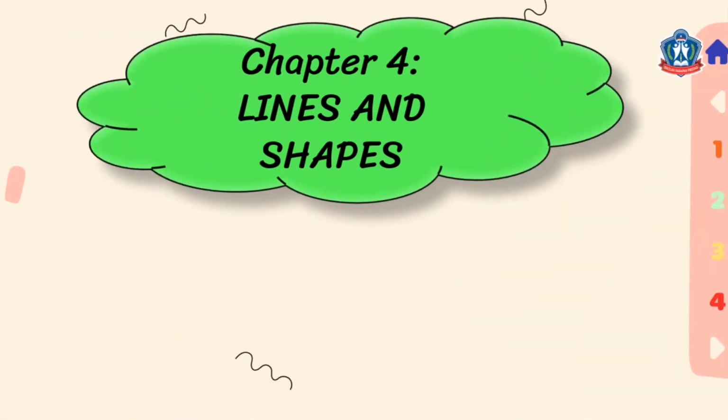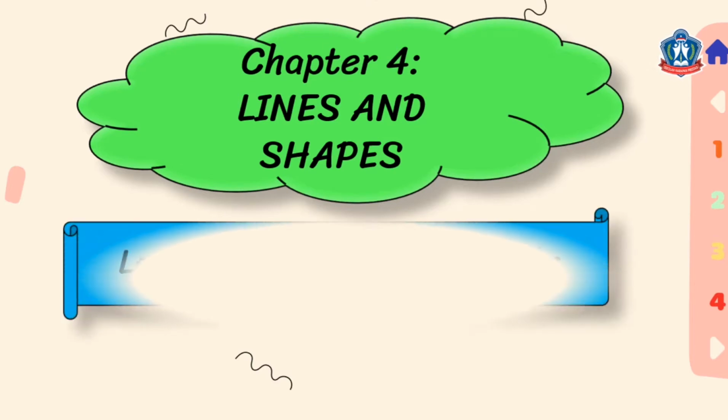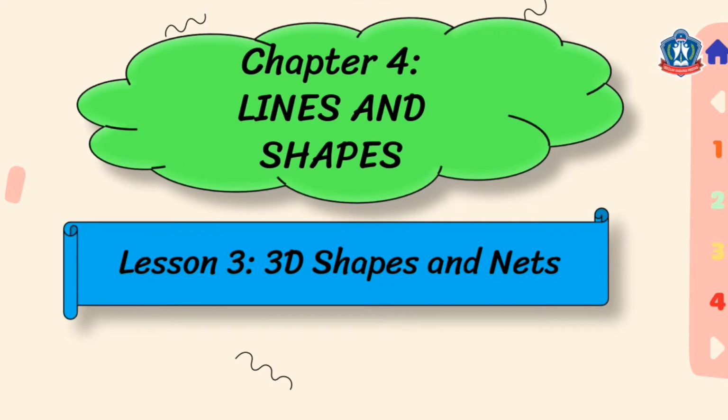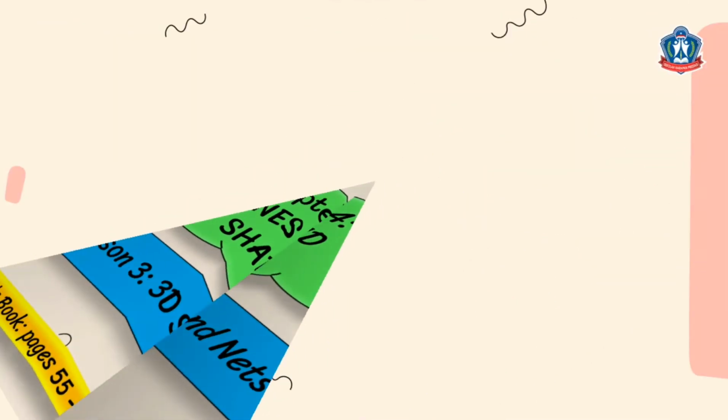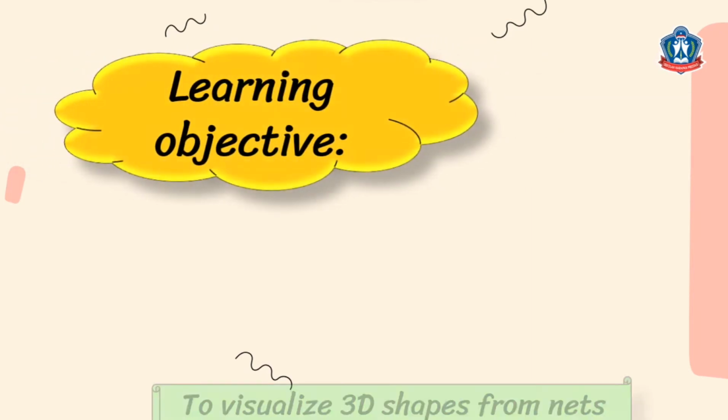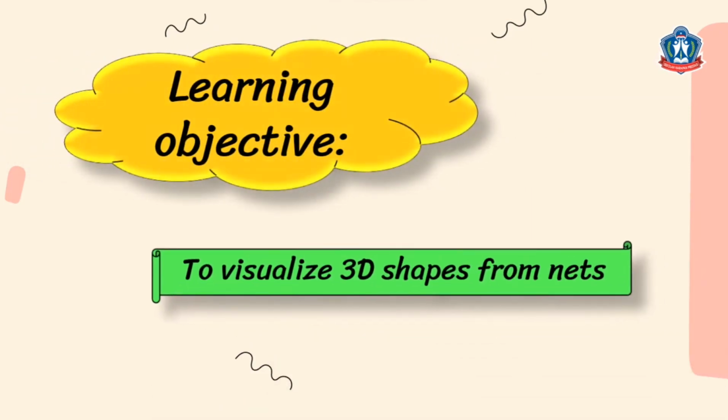In this video, we will continue our lesson for Chapter 4, Lines and Shapes. From the previous video, you learned about perpendicular and parallel lines. So in this video, you will learn about different 3D shapes and their nets. You can find this lesson in your learner's book, pages 55 until 60. The learning objective of this lesson is to visualize the 3D shapes from its nets.